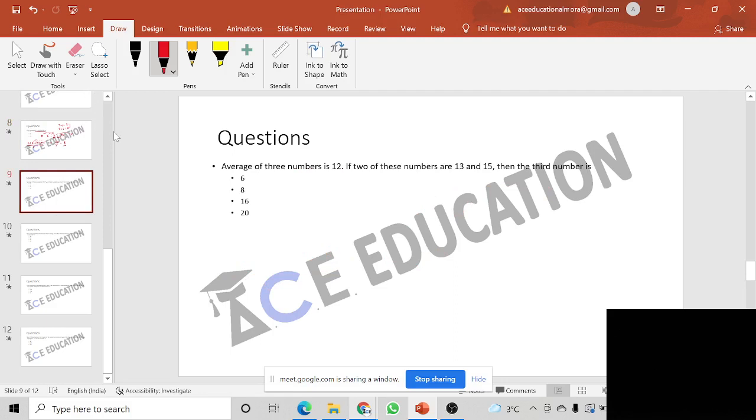Yeah, this is a better question to explain that. It is saying the average of three numbers is 12. If two of these numbers are 13 and 15, find the third number. Now average is 12, so I can assume that all the three numbers were 12. Now it is saying two of these numbers are 13 and 15. So my surplus here is 3, and my surplus here is 1. Total surplus is 4. For 12 to be the average, this number should be 4 less than the average, which is 12 minus 4, and becomes 8.